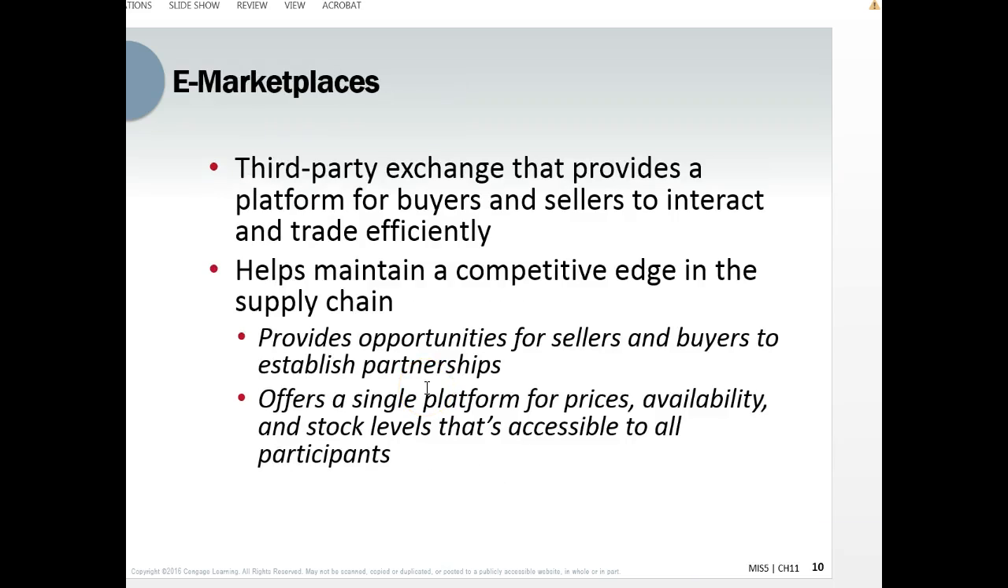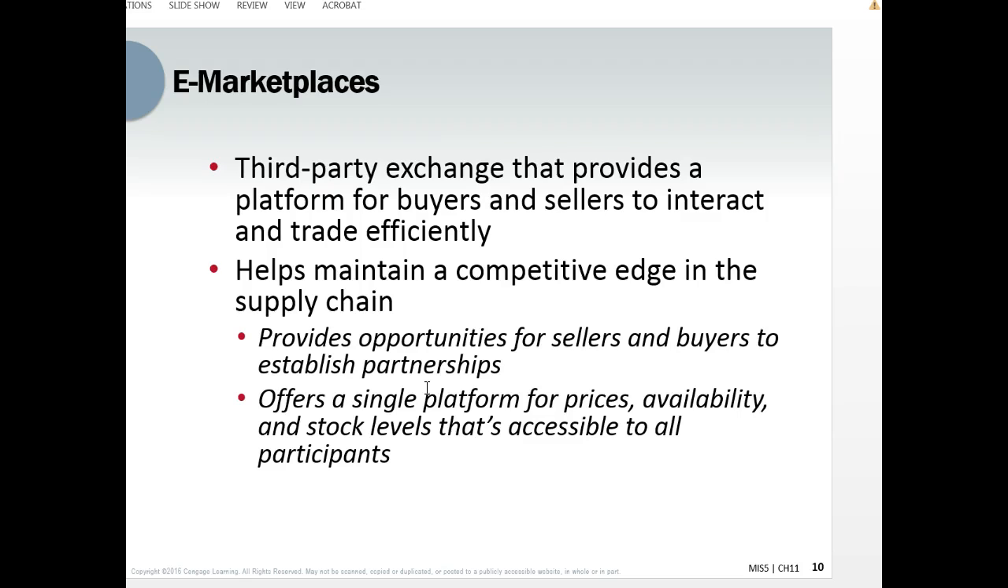Now let's look at e-marketplaces. An e-marketplace is a third-party exchange, similar to the B2B business model, that provides a platform for buyers and sellers to interact with each other and trade more efficiently online. It can also help businesses maintain a competitive advantage in the supply chain.